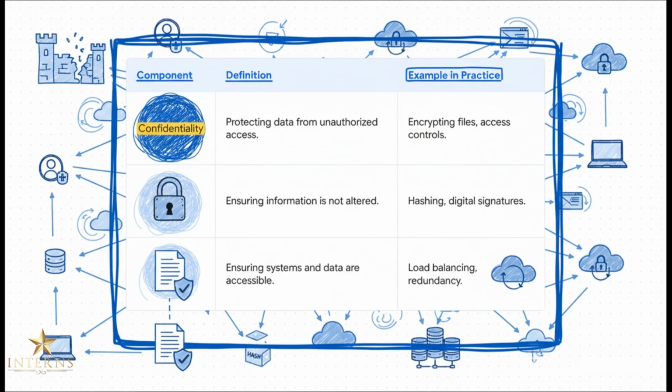Confidentiality is simple. It's about keeping secrets secret. Think encryption or access controls. Integrity means making sure that the information hasn't been messed with, which is what things like digital signatures are for. And finally, availability, well, that's just making sure you can actually get to your stuff when you need it. That's why we have backups and redundant systems. At the end of the day, every cyber attack is trying to break at least one of these three things.